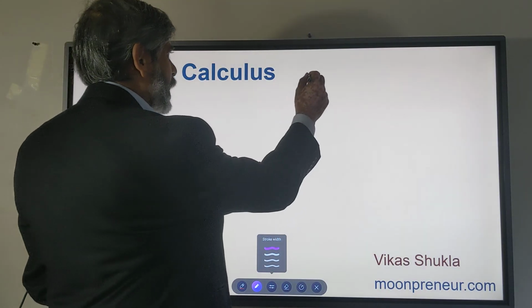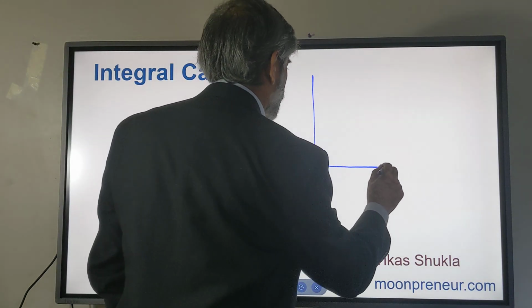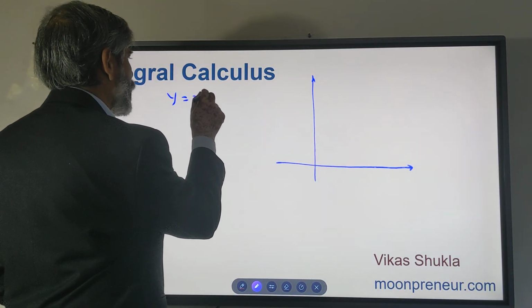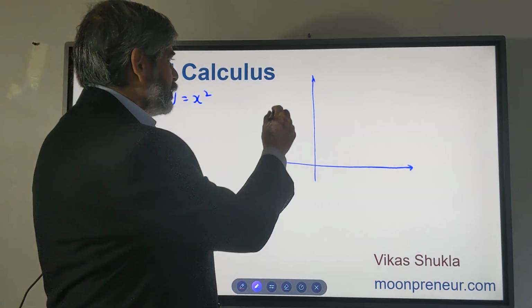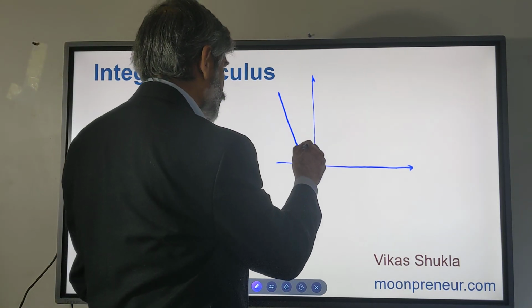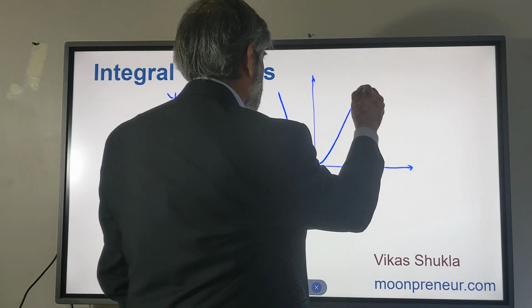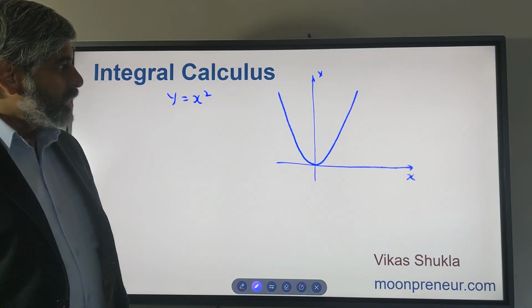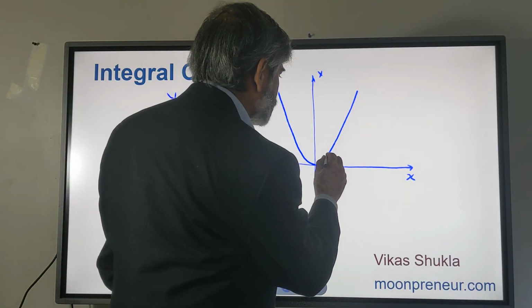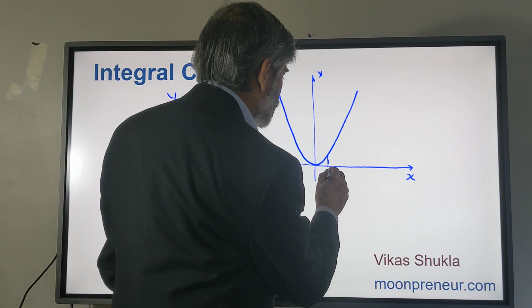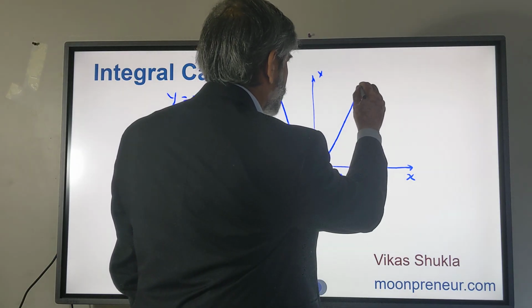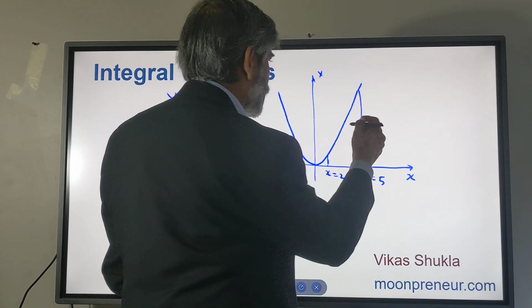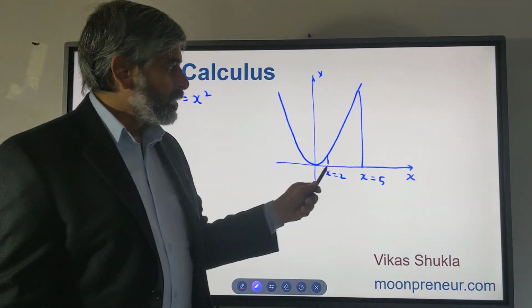Let's say we have a very simple parabola that we can plot, y equal to x squared. We'll plot this parabola, which will look something like this. This is the x-axis and this is the y-axis, and we are asked to find the area of this parabola between, let's say, x equal to 2 and x equal to 5, the area between these two lines.